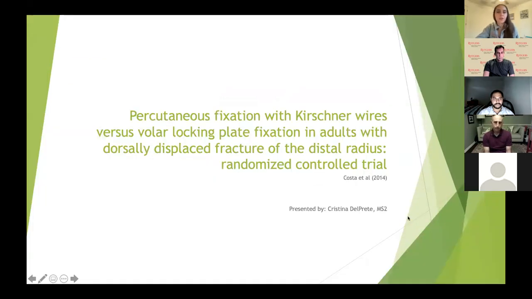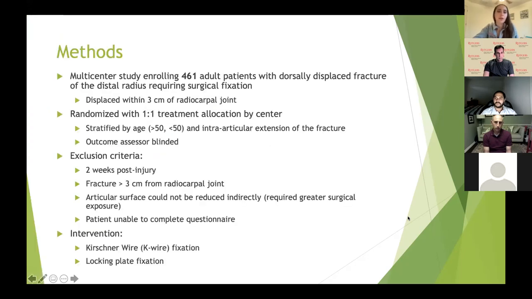Okay, cool. So the paper I'm presenting by Costa et al. in 2014 compares volar locking plate fixation with percutaneous fixation with K-wires, which is one of the other ways you can reduce the fracture, as Bobby had mentioned. So this was a randomized controlled trial that took place in the UK. It was a multi-center study enrolling 461 adult patients, and all of the distal radius fractures were dorsally displaced.